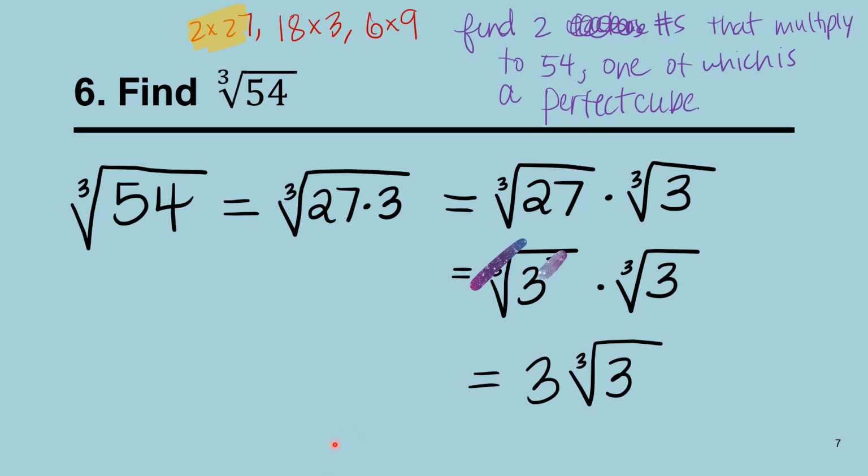And that's our final answer. Again, 3 is not a perfect cube. There's nothing that we could break 3 down into. There's no factors that multiply to give you 3, one of which is a perfect cube, so we will just leave it alone.